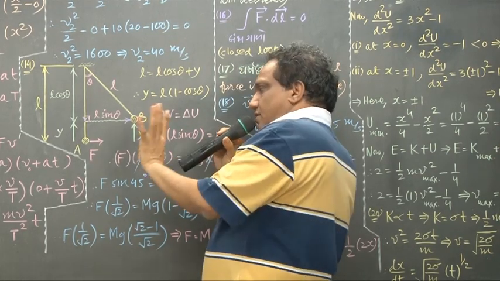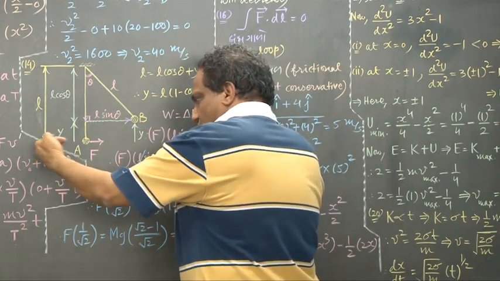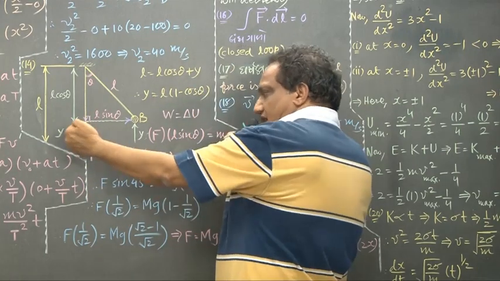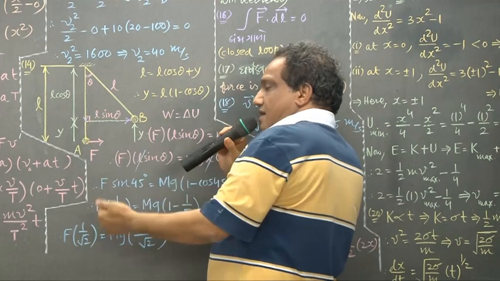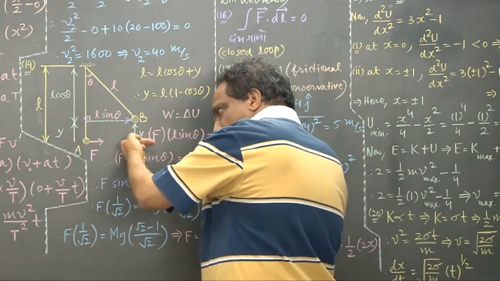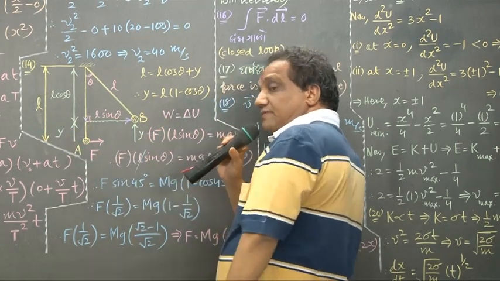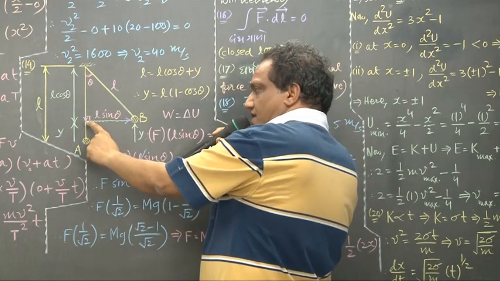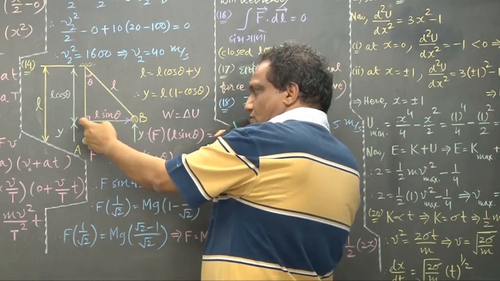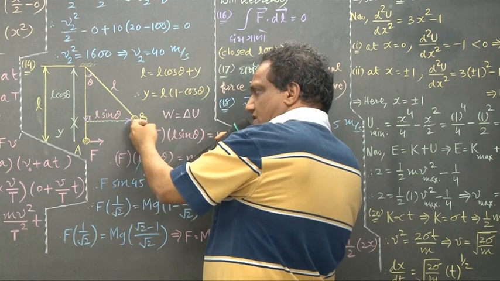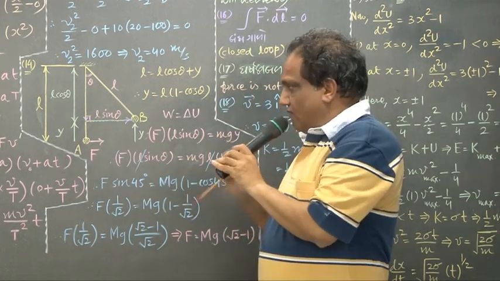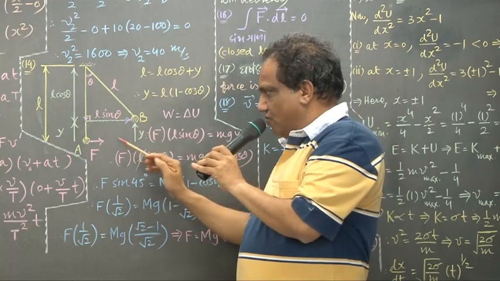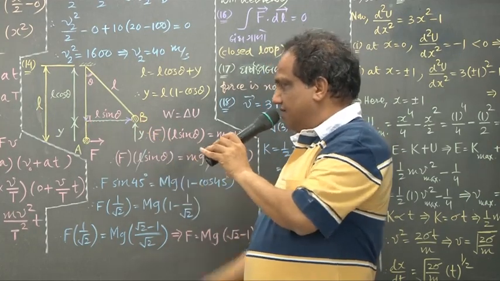Now tell me, when you apply a horizontal force, in the direction of the force, what is the displacement? As the body goes from A to B, in the direction of the horizontal force, what is the displacement? Displacement is from here to here, correct? This is the horizontal displacement. It is L sin theta. Say L sin theta.